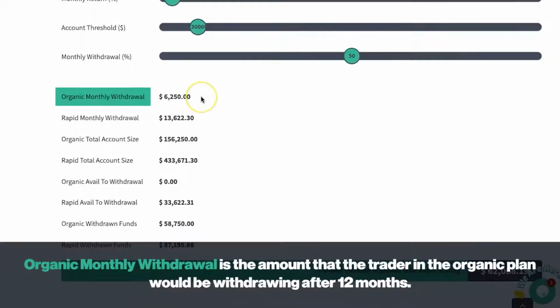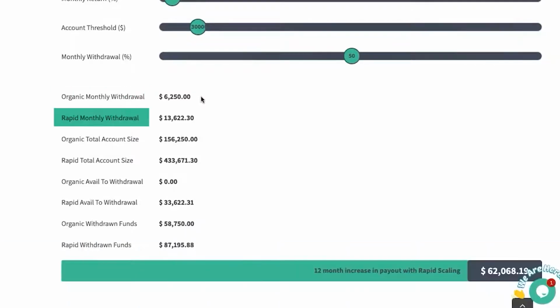The organic monthly withdrawal is the amount that the trader on the organic plan would be withdrawing after 12 months. The rapid monthly withdrawal, remember they're only withdrawing 50% of their profits. They're leaving some in there to compound and for us to add extra funds to. With the rapid plan, if the trader withdraws funds, we'll withdraw our profit share as well.